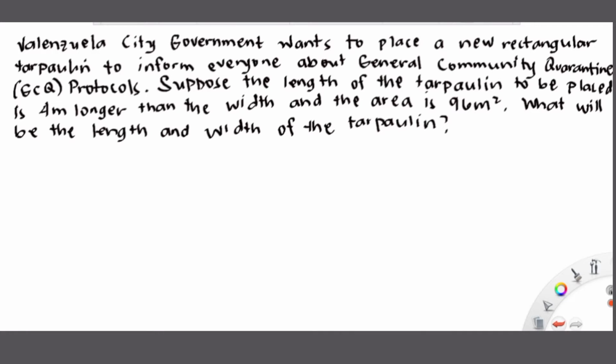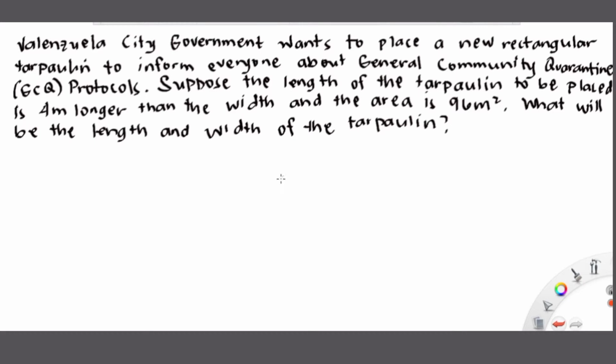In this video, I am going to discuss how to solve problems involving quadratic equations. This problem that flashes on your screen is an example of a word problem na makikita sa learning module week number 4, page number 3. And we can solve this using any of the methods we discussed before in solving quadratic equations. So let's read the problem.